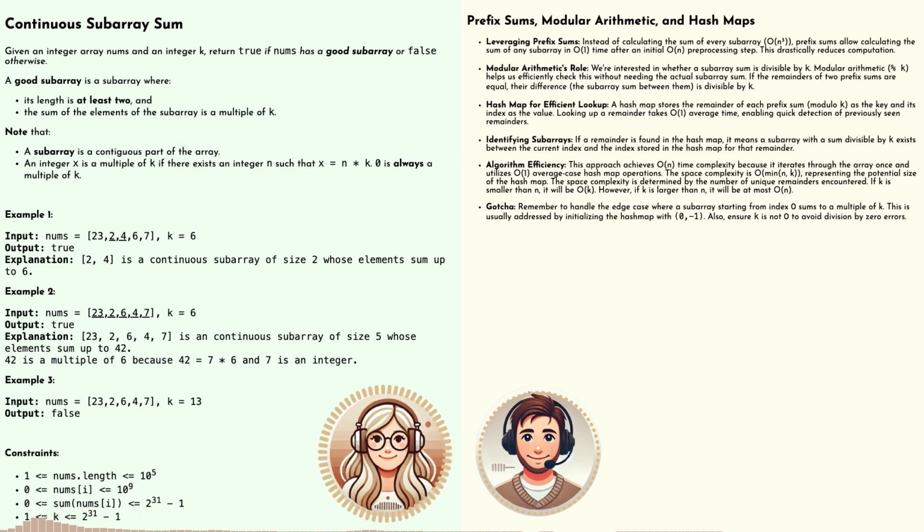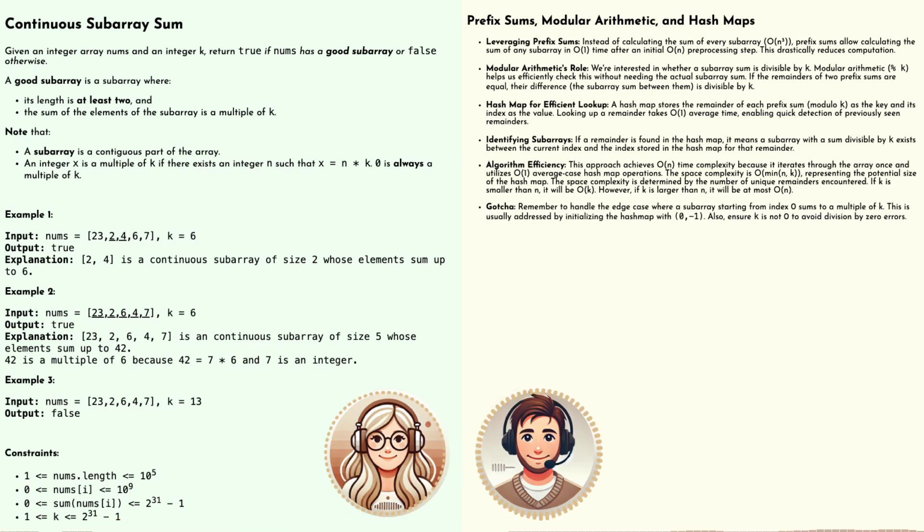Imagine you're walking through our array and adding up the numbers as you go. The prefix sum at any point is simply the total of all the numbers you've seen so far. So if our array is, say, 2, 7, 5, the prefix sums would be 2, 9, 14, right? Because 2 is the sum up to the first element, then 2 plus 7 gives us 9, and so on. That's it. You got the hang of prefix sums. Now, instead of storing all of these prefix sums, which could take up a lot of memory, we're going to use a little modular arithmetic magic.